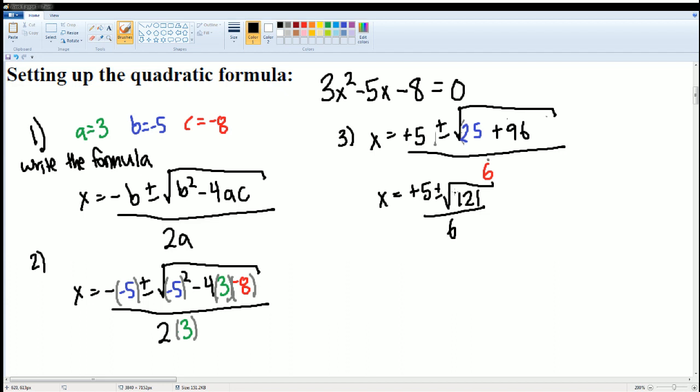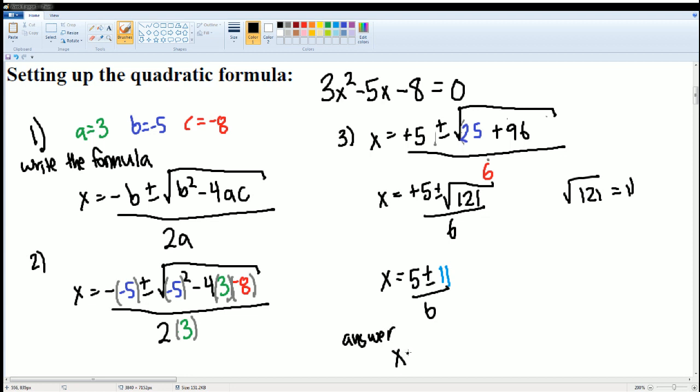Now you need to find what the square root of 121 is. If you don't know that, it is going to be 11. So you have the number 5 here, plus or minus this square root. Notice square root of 121 becomes 11. So this is going to be plus or minus 11 divided by 6.